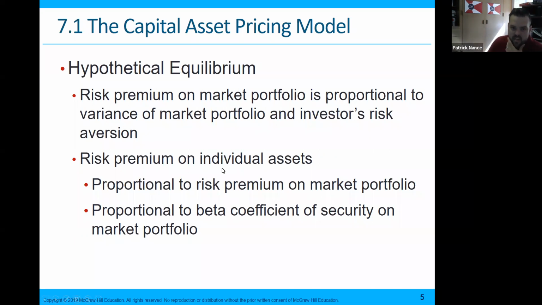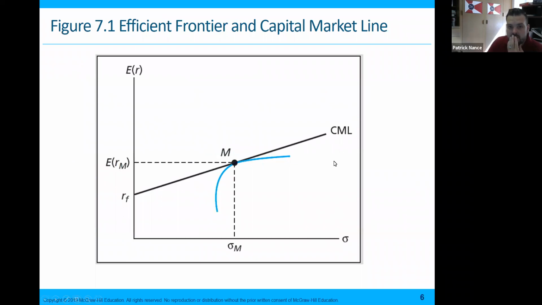The risk premium on individual assets is proportional to the risk premium on the market portfolio and proportional to the beta coefficient of the security on the market portfolio. I'm going to talk a little more about beta coefficients in a second. So this is the efficient frontier capital market line. It should look familiar based on the graphs that we did in the last chapter, for where our efficient market capital line is.